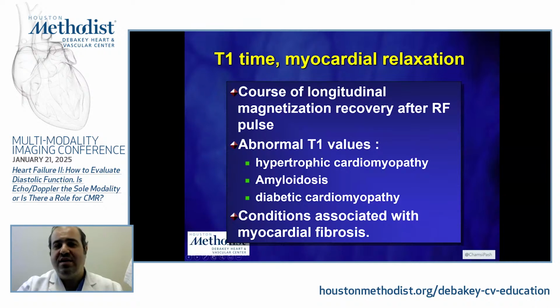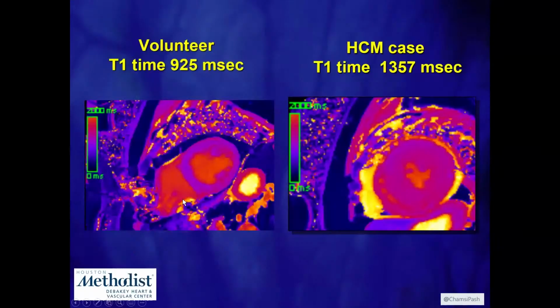We rely on one relaxation parameter called the T1 time, which is the course of the longitudinal magnetization recovery of the myocardium at the tissue level after we apply a radiofrequency pulse. We see a lot of abnormal T1 values in anything that affects the structure of the heart, including hypertrophic cardiomyopathy, amyloidosis, and diabetes, and these are basically associated with increased interstitial fibrosis.